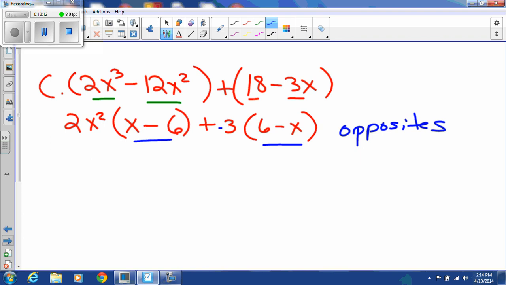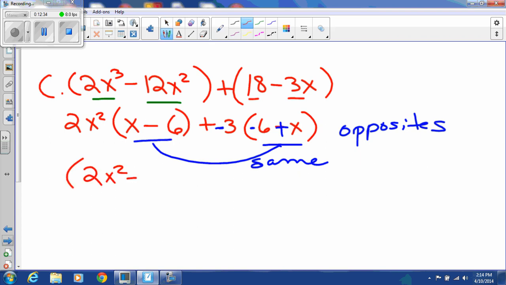Right here where I have a plus 3, I'm going to make that minus 3. And 18 divided by negative 3 is negative 6. And negative 3x divided by negative 3 is a positive x. Now, if you'll notice, x minus 6 and negative 6 plus x are the same. So I can write my factored form, which is 2x squared minus 3 times x minus 6. This is how we factor by grouping, and this is how we factor by using our greatest common factor.